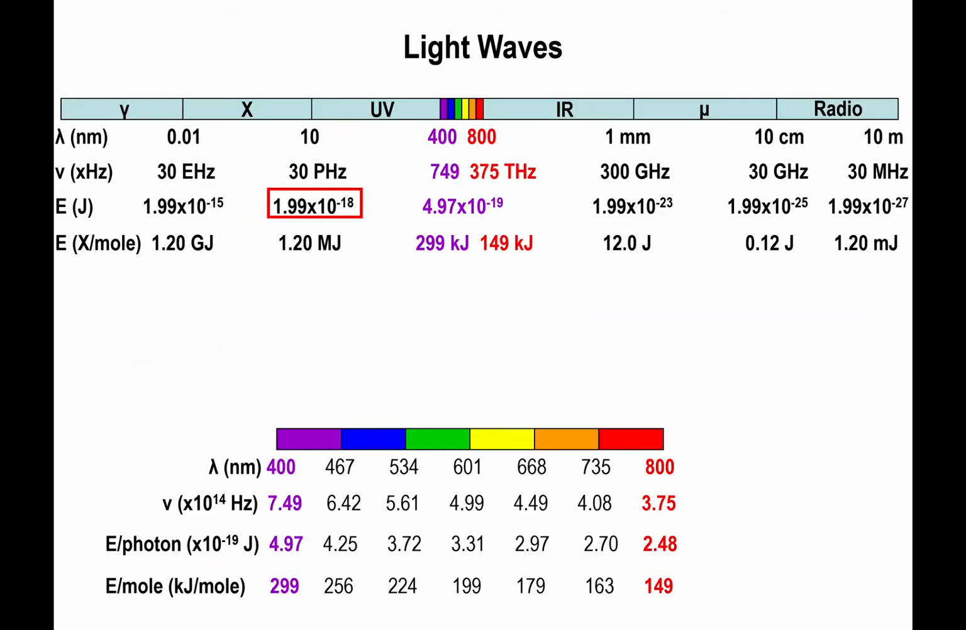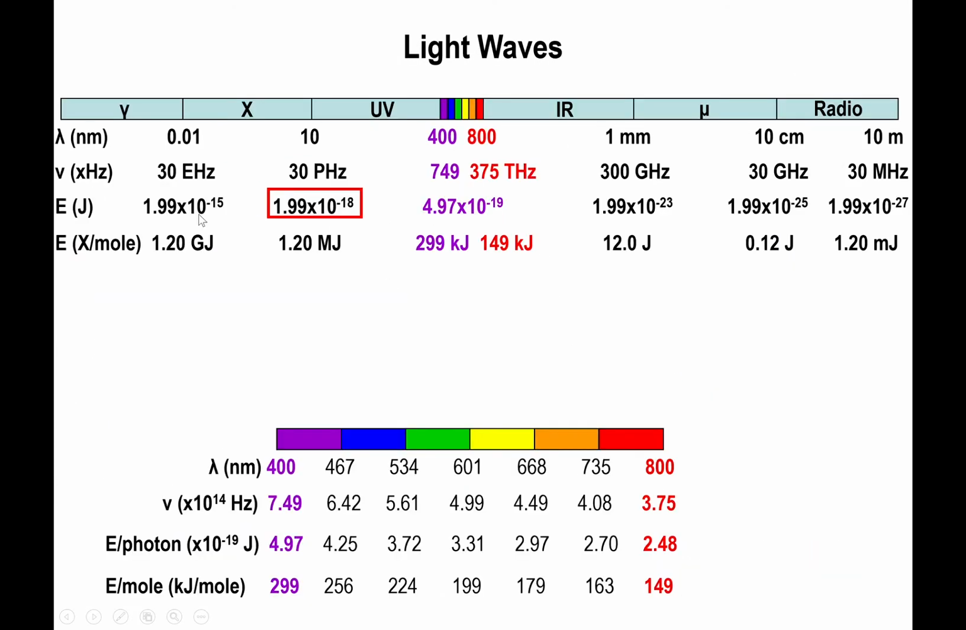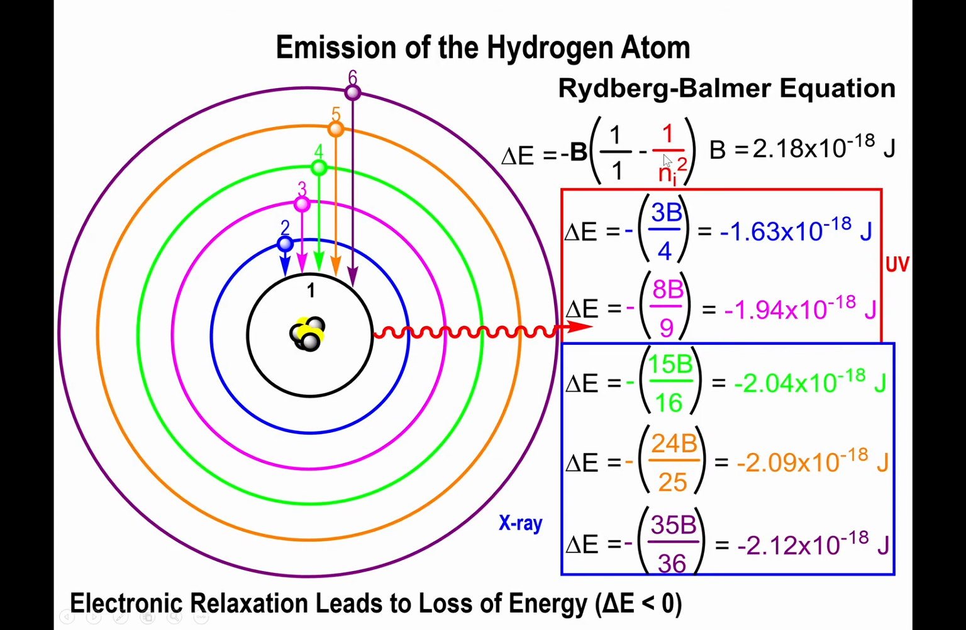Now, what I want you to notice is that looking at the values, going back here, all of them are times 10 to the negative 18 joules for the transitions back to energy level 1. You start at 1.6, go up to 2.1, and what you find out is that that roughly falls in the vicinity of X-rays and UV light. So that's kind of the light you will be emitting upon decaying all the way back to the first energy level. We call this series the Lyman Series.